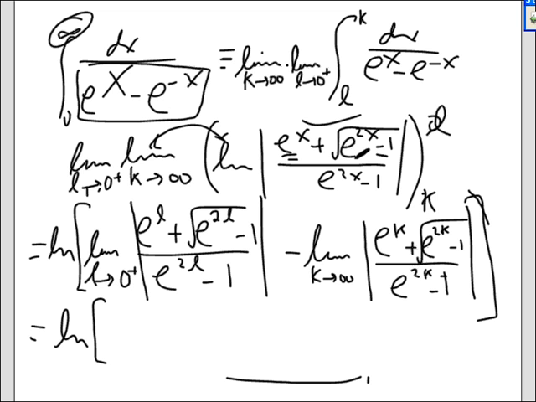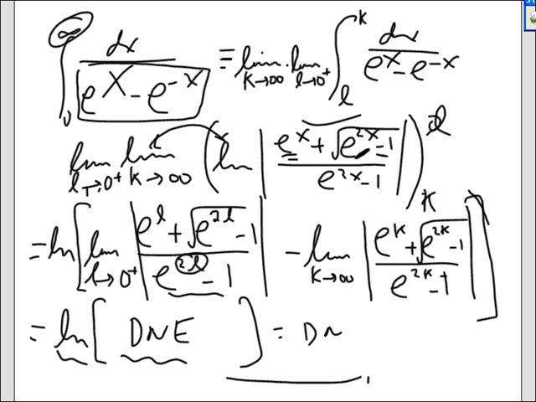The first limit will not exist because if L goes to 0, e to the 0 is 1, and 1 minus 1 is 0. It does not exist. The whole thing does not exist. And ln of I don't know, it does not exist. There is no answer to that problem. There's absolutely no answer to that problem.